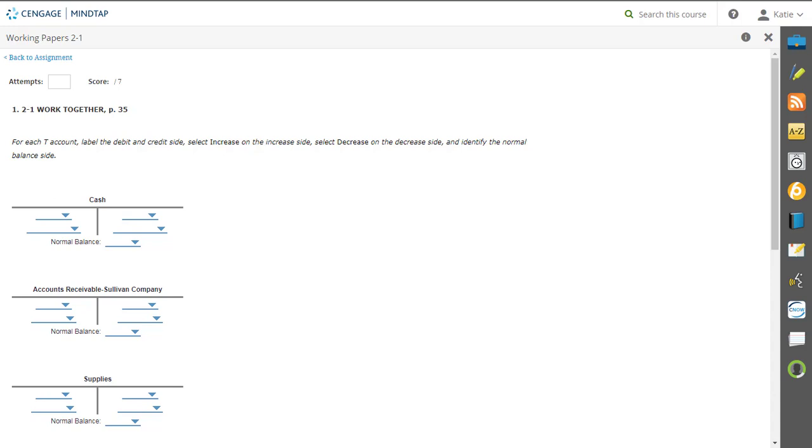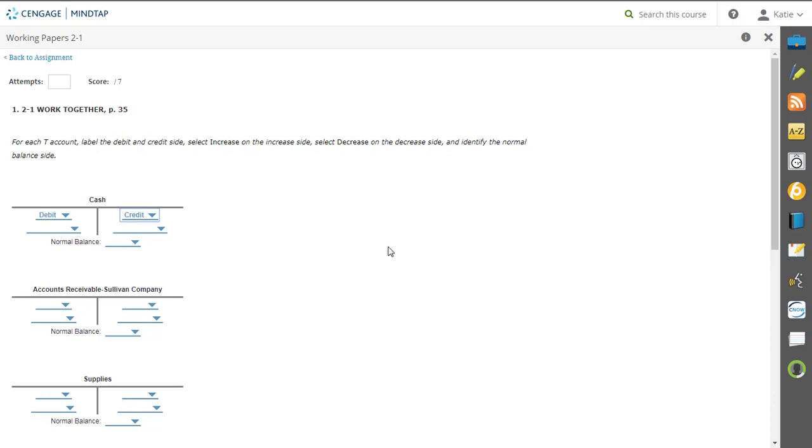So it doesn't matter what account it is, what are we going to label first? Thank you, Justin. That's it exactly. So on the left-hand side, I'm going to put debit. On the right-hand side, I'm going to put credit. Because it doesn't matter, every T account is always the same.